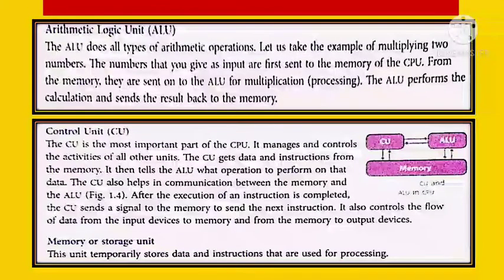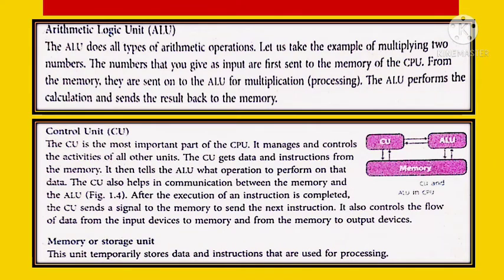The first one is arithmetic logic unit or ALU. The ALU does all types of arithmetic operations such as addition, subtraction, multiplication and division, etc. Let's take an example of multiplying two numbers. First one, the numbers that you give as input are first sent to the memory of the CPU. From the memory, they are sent on to the ALU for multiplication or processing. The ALU performs the calculation and sends the result back to the memory.